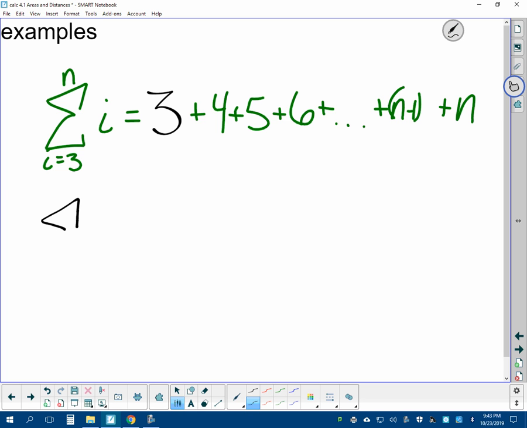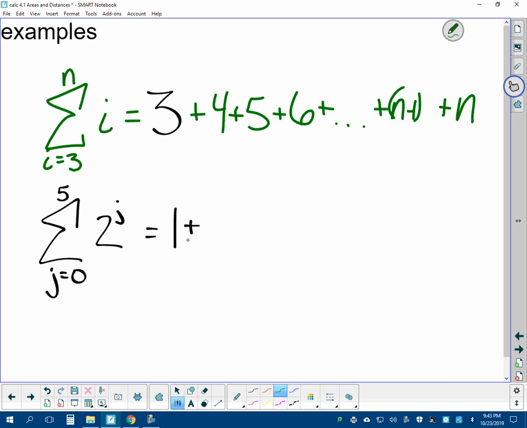All right, let's do another one with specific numbers. Let's let the index be j this time. So let's go from j equals 0 to 5. Find the summation of 2 to the j power. So the first thing you're going to do is take your first number, 0, plug it into your index. 2 to the 0 power, well, anything to the 0 power is 1.